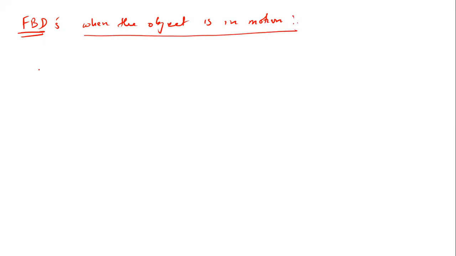Now let me consider a horizontal table as usual, and I have an object. I am pulling this object with a force. Let me assume that there is friction here.